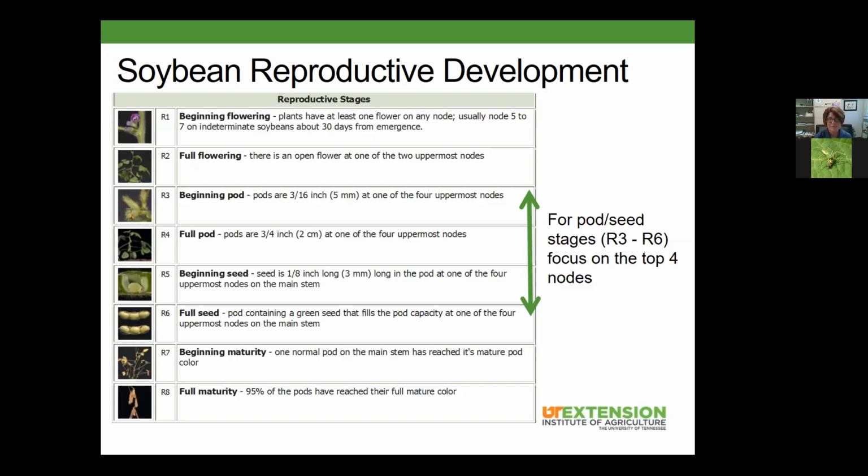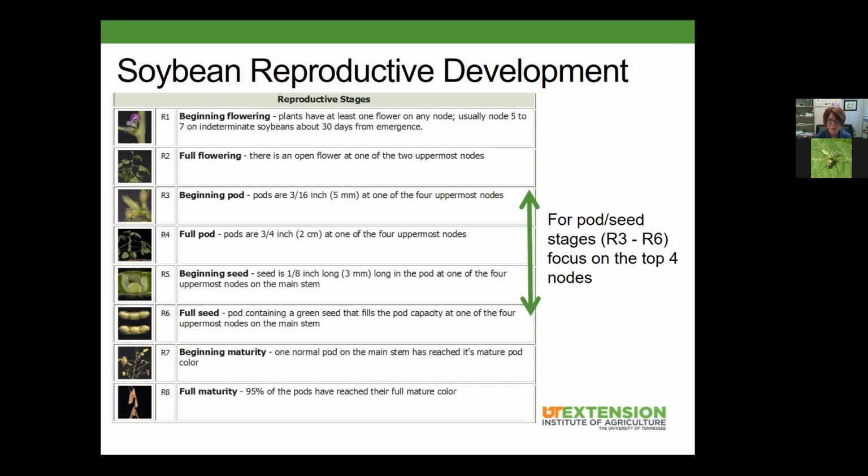So once I've got flowers at the top, I'm starting to look for pods. And when we shift into pod and seed stages, we are only looking at the top 4 nodes of the plant. And sometimes guys that grow indeterminate beans say, well, this doesn't really make sense because indeterminate soybeans, you know, they'll have blooms and pods on those lower nodes, and sometimes they're further along than what we've got at the top. And that's actually true.